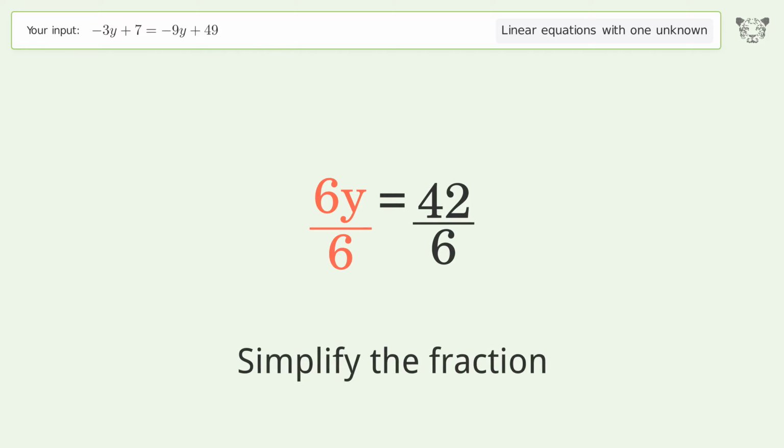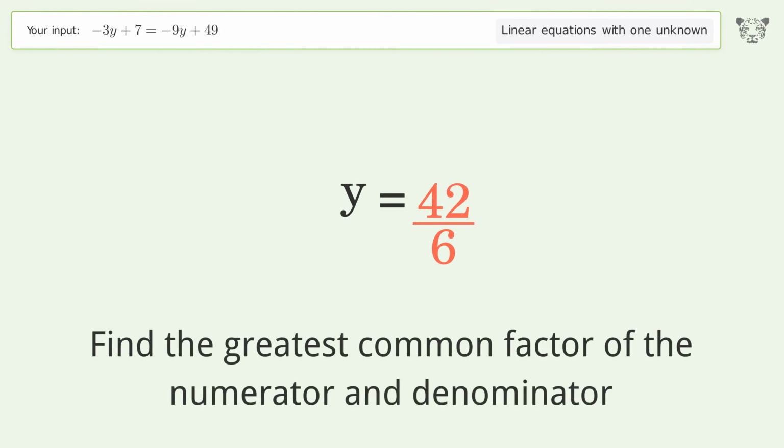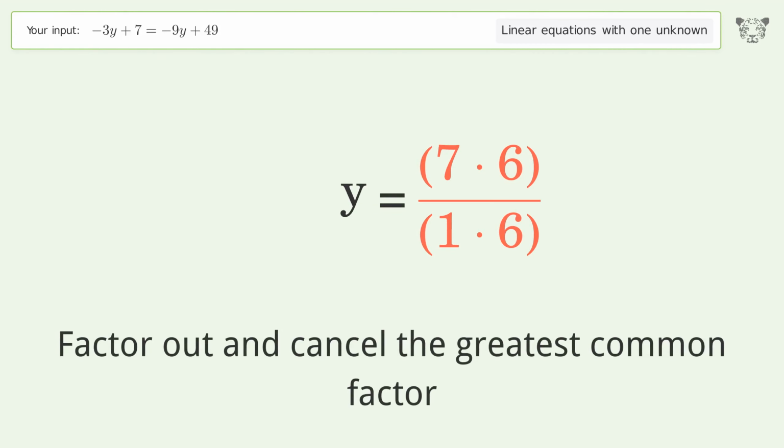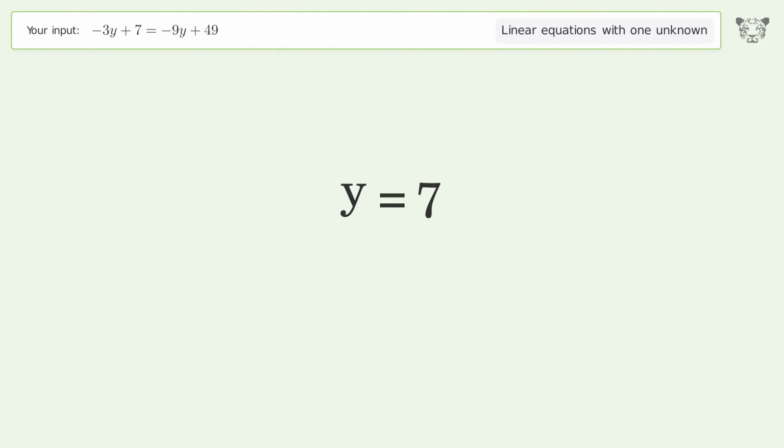Simplify the fraction. Find the greatest common factor of the numerator and denominator. Factor out and cancel the greatest common factor. And so the final result is y equals 7.